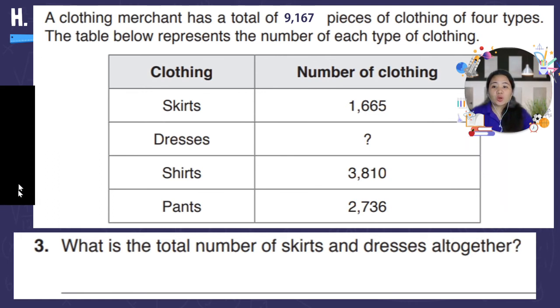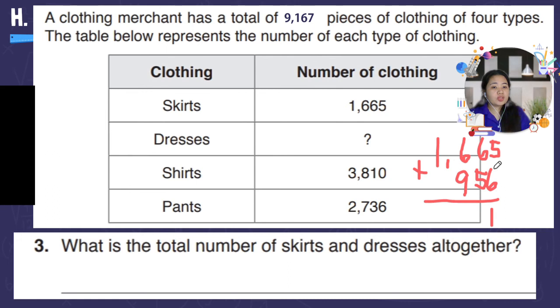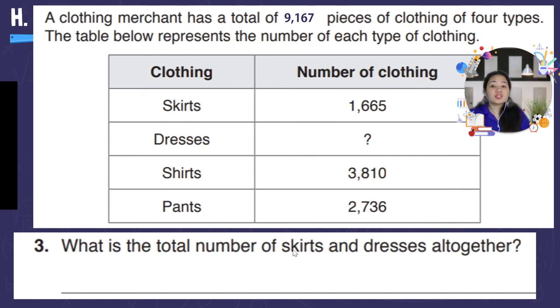Okay, again. 1,665 plus 956. Okay, 5 plus 6 is 11. Carry 1. 1 plus 6 is 7 plus 5, 12. Carry 1. 1 plus 6 is 7 plus 9, 16. Carry 1. 2,621. So the answer for number 3 is 2,621.